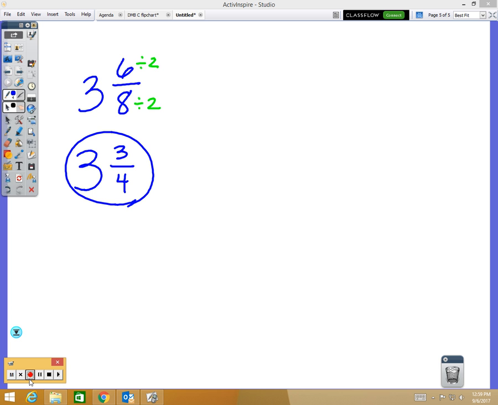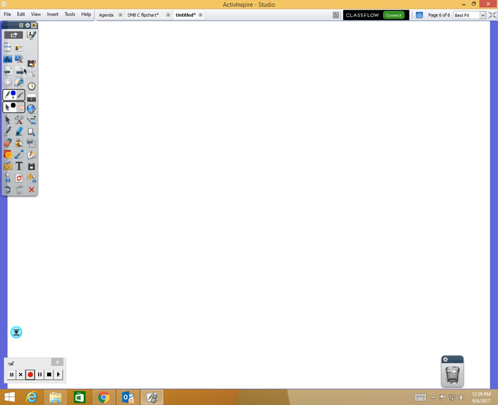Okay, let's move on to the next section, which is writing one of these mixed numbers as an improper fraction. So mixed number to improper fraction.